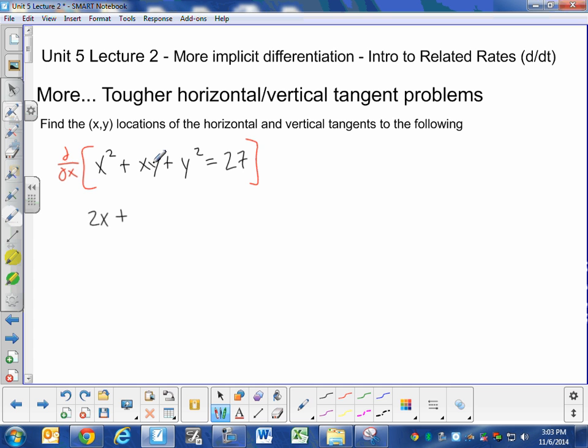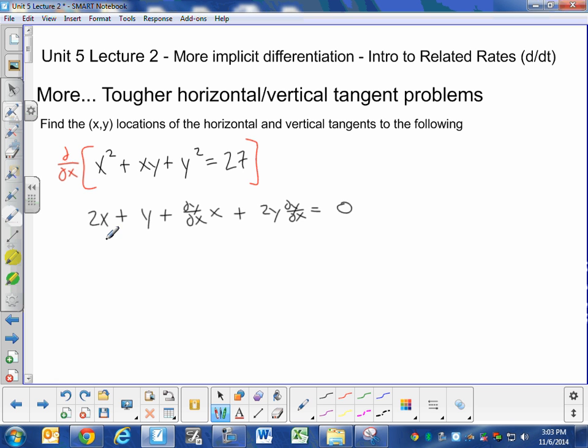The xy in the middle is a product. Make sure you take the derivative using the product rule: f prime g plus g prime f. Then the derivative of y squared, 2y dy/dx, equals 0. Make sure you take the derivative of 27.